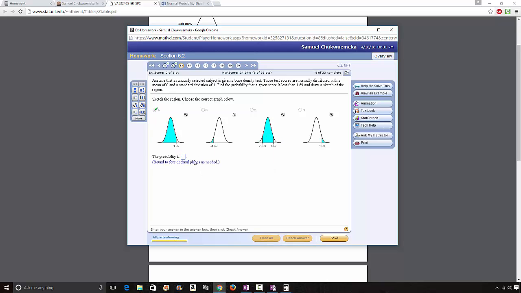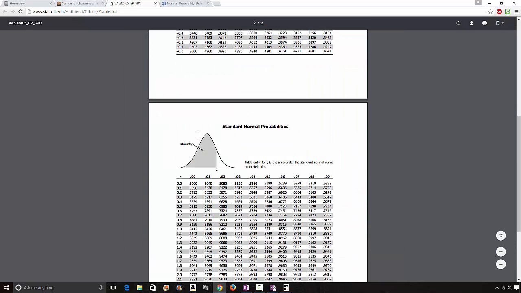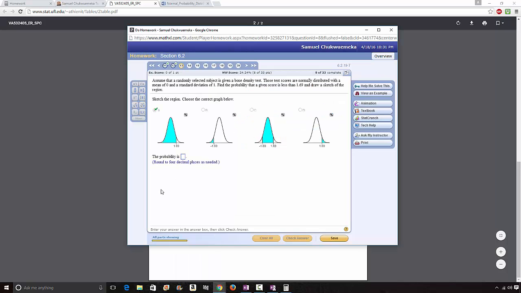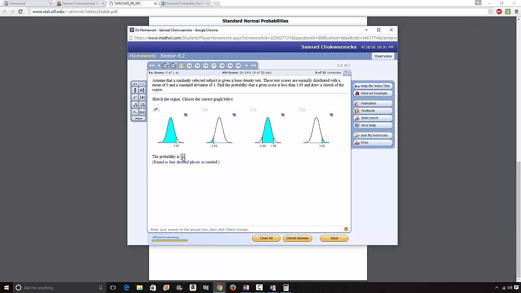We find this probability for the z-score of 1.6 under 0.09. So 1.6 here under 0.09 right here. See that? So that is 0.9545.